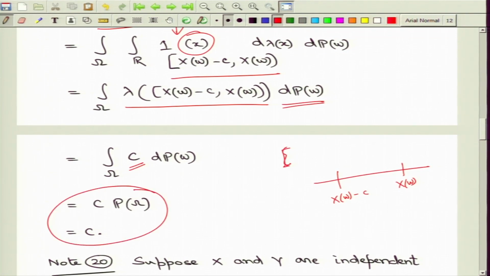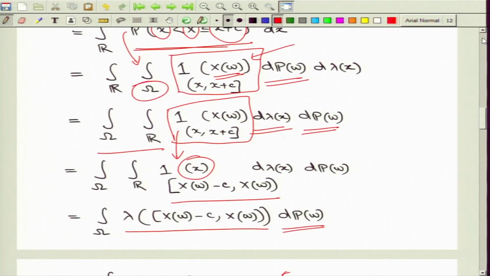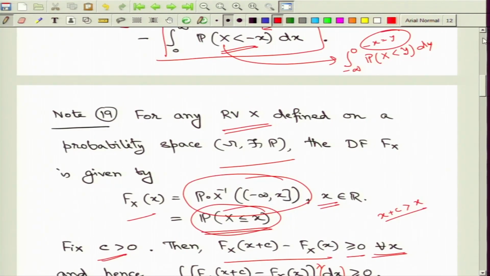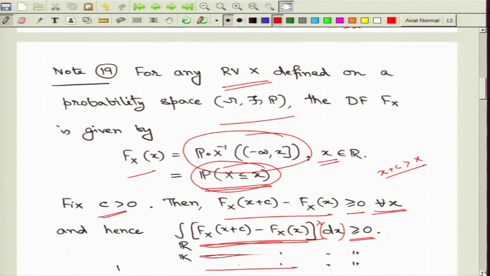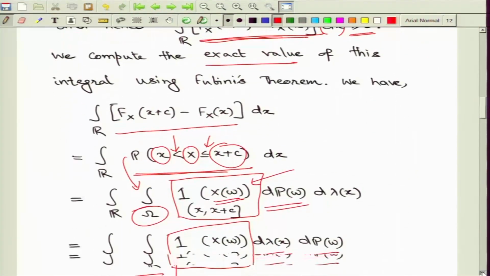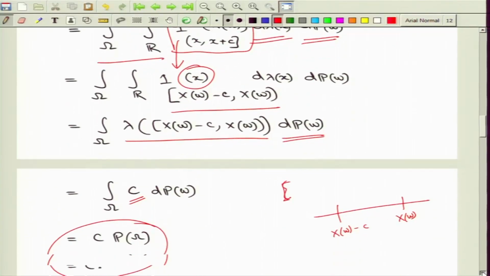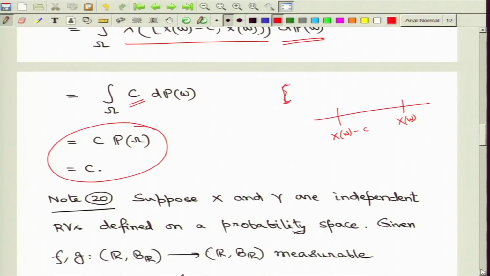If we integrate this constant c with respect to the probability measure, we end up with the value small c. Therefore, what we have ended up computing is that for any positive number c, the distribution function has this interesting property: the integration of F(x plus c) minus F(x) over the whole real line is exactly equal to this constant small c, and this is true for any positive constant c.